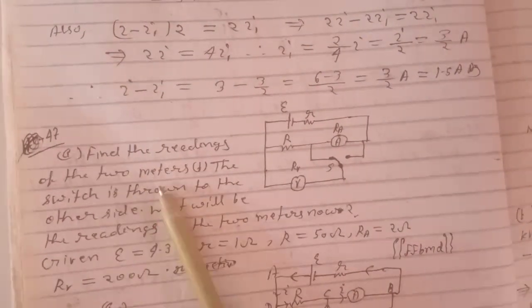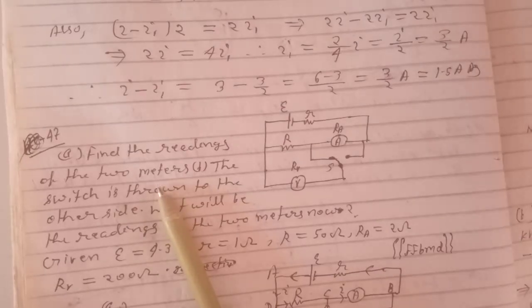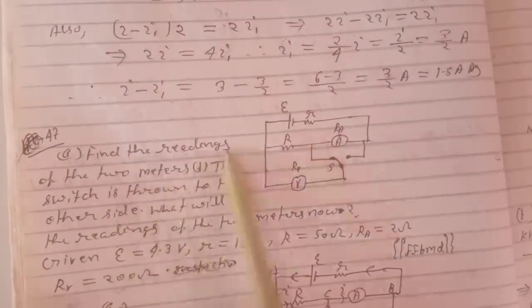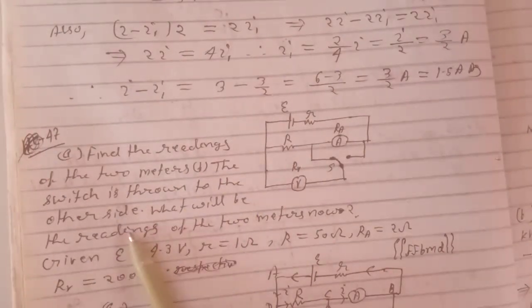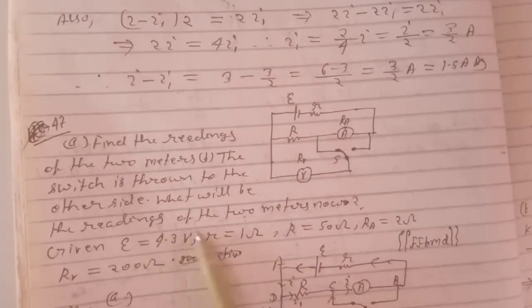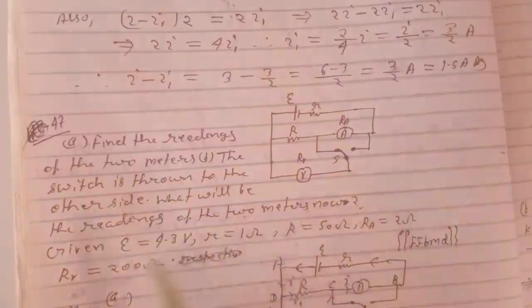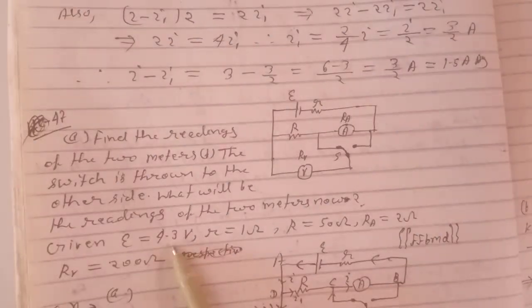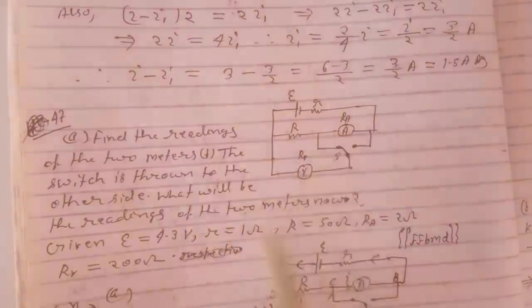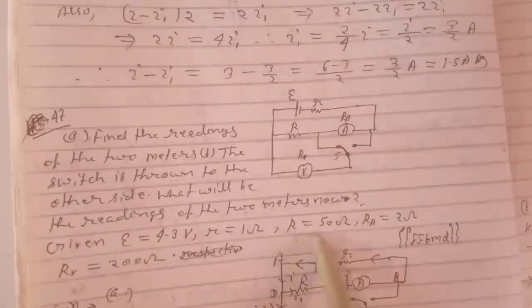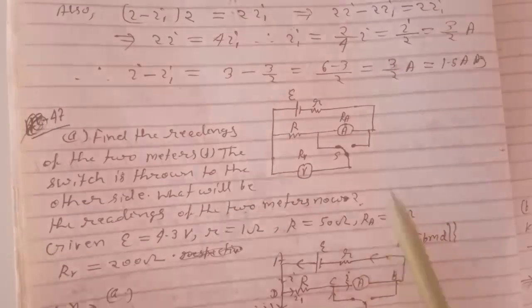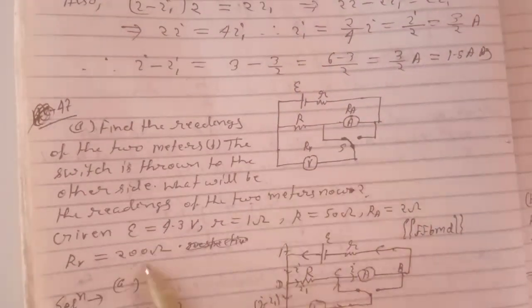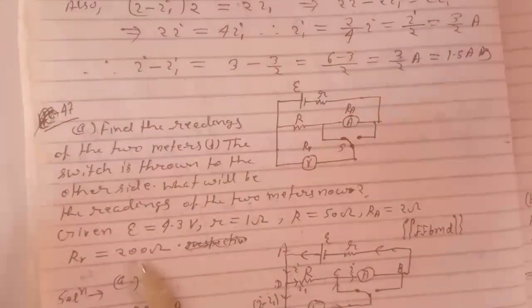A. Find the readings of the 2 meters as shown in the figure. B. The switch is thrown to the other side. What will be the readings of the 2 meters now? Given E equals 4.3 volt, R equals 1 ohm, this R equals 50 ohm, resistance of ammeter is 2 ohm, and resistance of voltmeter is 200 ohm. If these values are given, now we have to solve this.